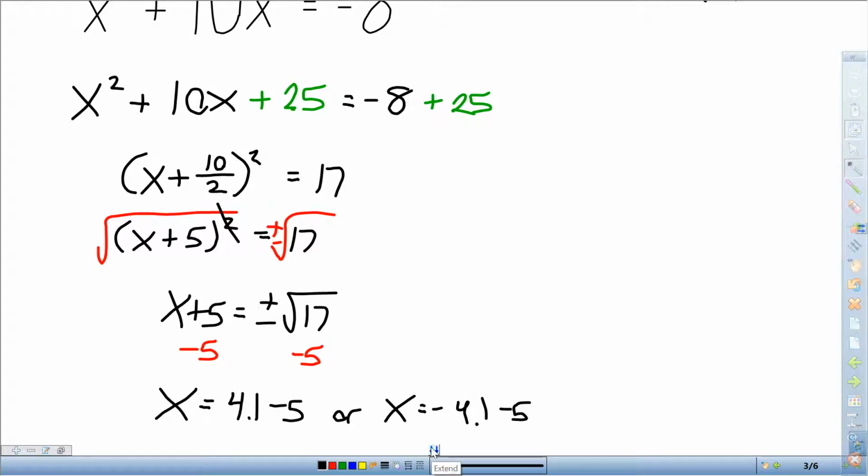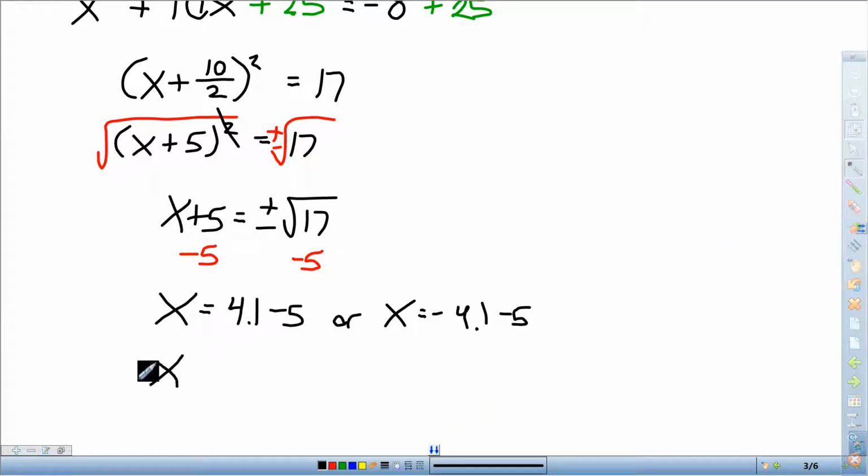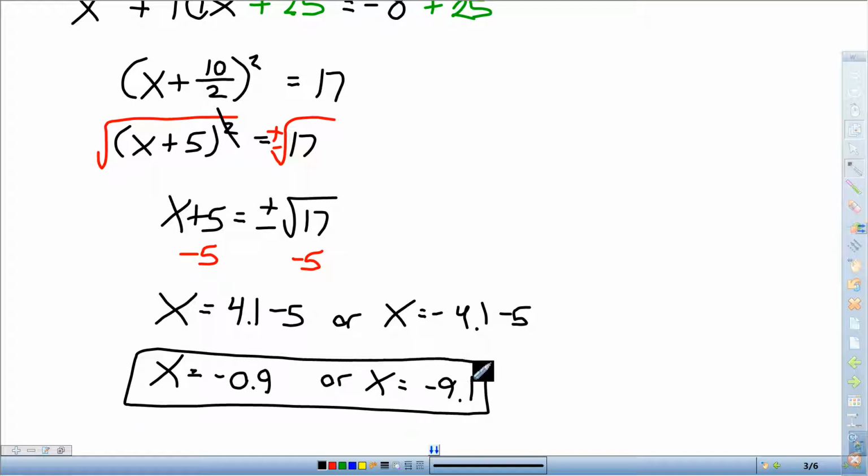Okay, so this will actually give us answers that look halfway decent. So let's see, 4.1 minus 5 gives me a negative 0.9, or over here, negative 4.1 minus 5 is going to give me a negative 9.1. Okay, and there are my two possible answers.